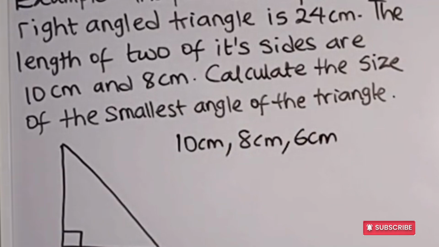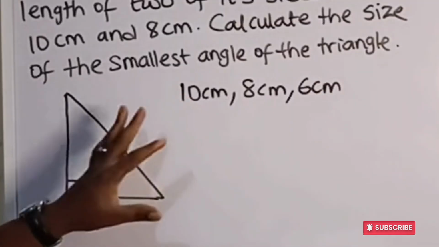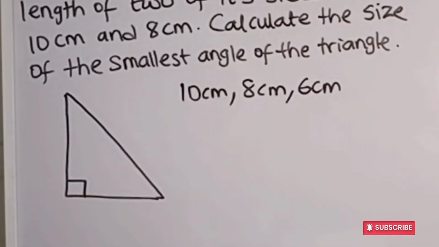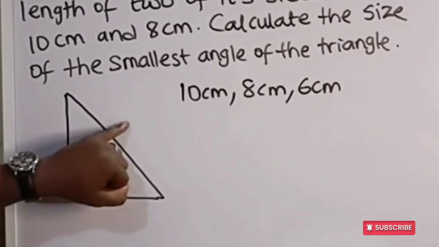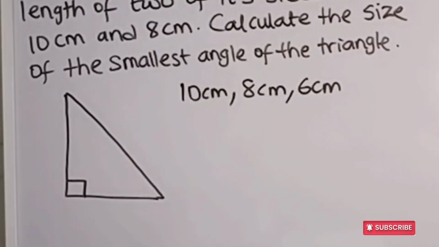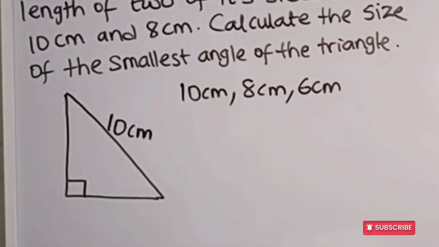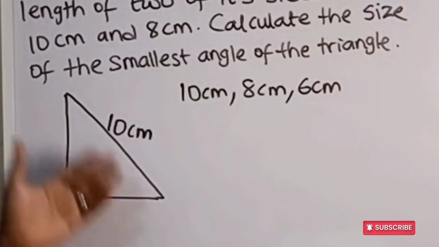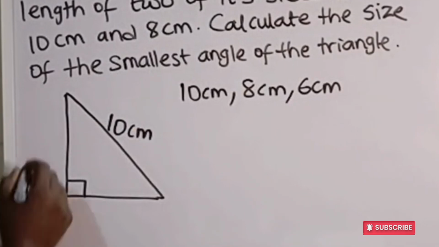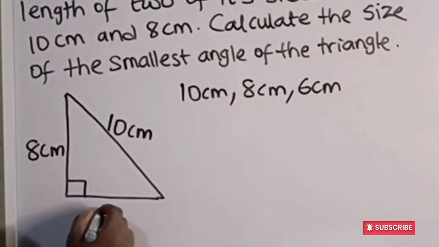So we have gotten the three sides of this right angle triangle. So remember, the hypotenuse is always the longest side. So the side opposite the 90 degrees is always the longest side. That means here is 10 centimeter. Okay, so we can put these other two sides anywhere we like. So 8 centimeter and 6 centimeter.